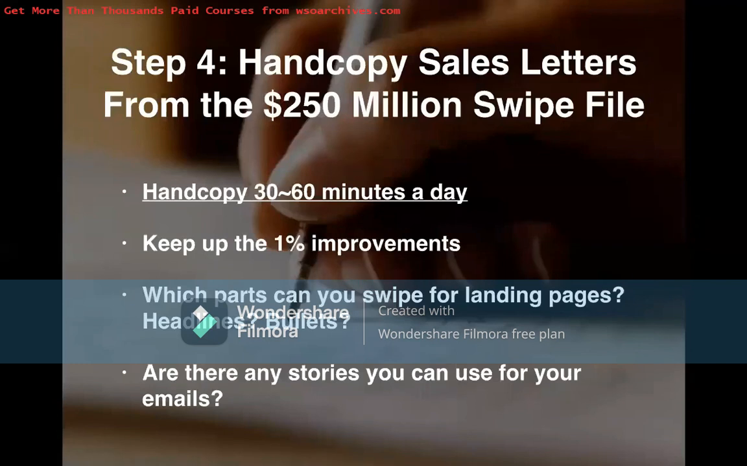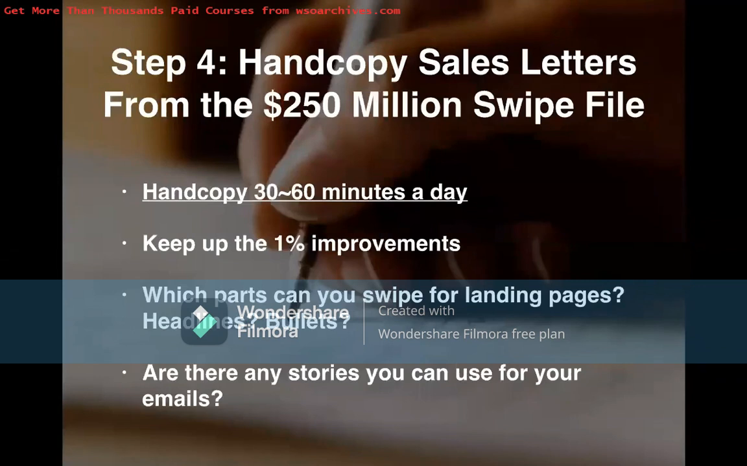And number 4, keep hand copying. 30 minutes, 60 minutes a day. Keep up the 1% improvements. Which part can you use for swipe to landing pages? Headlines? Which bullets can you use? Are there any stories you can use for your emails? Keep these in mind.